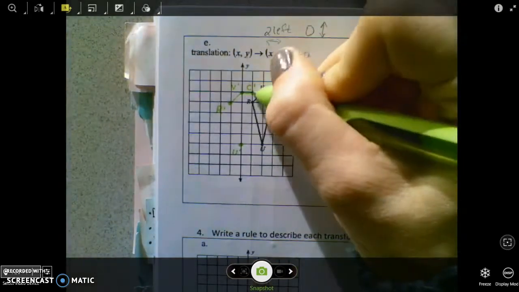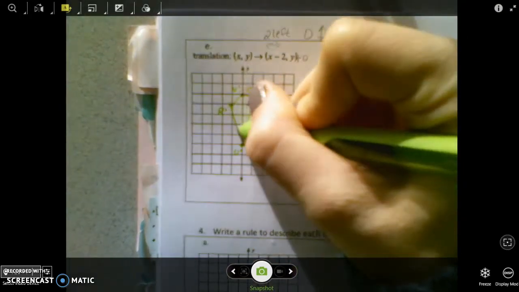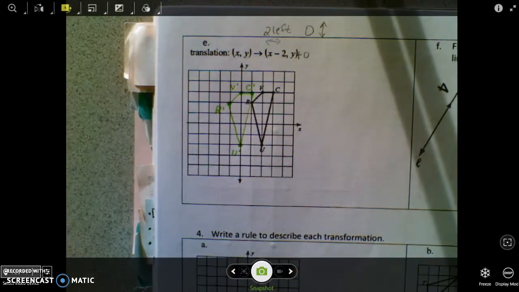I'm going to connect my points to the best of my ability. You'll notice that the orientation didn't flip. This was not a reflection, it's a translation. So it just looks like it slid over.